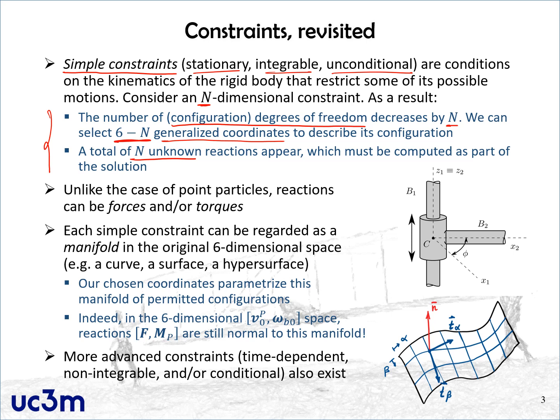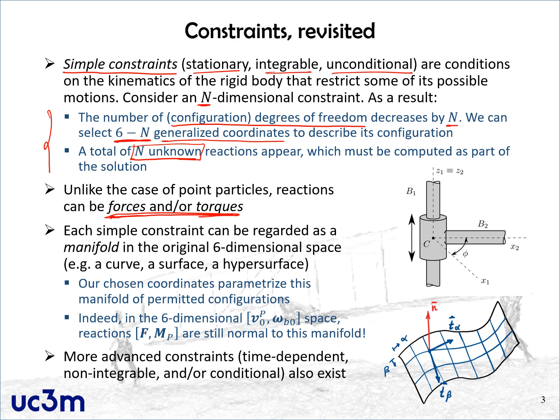One of the main differences between constraints on rigid bodies and point particles, which you already know from a previous chapter, is that the constraints on a rigid body can create reaction forces, but they can also create reaction torques. In general, they can create forces and/or torques. There will be complex configurations where a single one-dimensional constraint can create at the same time a force and a torque, as we will see later in this lecture. The important thing is that each constraint introduces a total of n unknowns. So a one-dimensional constraint must introduce just one extra unknown in the problem.